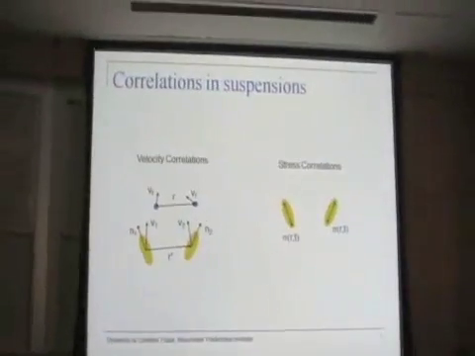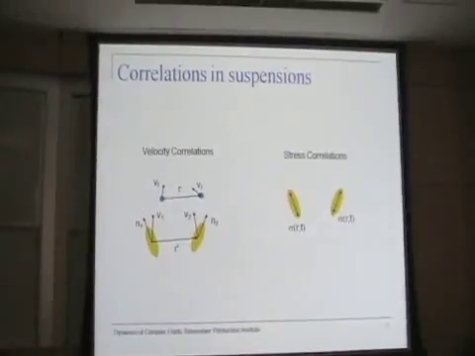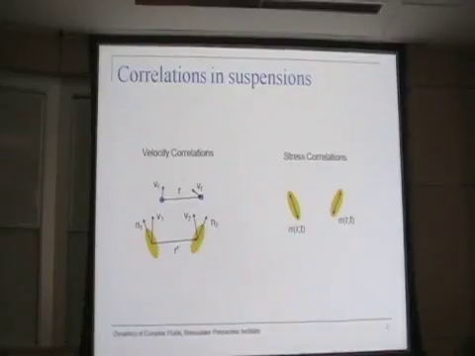So that's the last I'll say about that, and move to a much simpler geometry. And so what I'll be talking about is correlations in these suspensions of swimming bacteria. And so the two types of correlations I'll talk about are velocity correlations and stress correlations. Hopefully I'll get to the end and say a couple slides about the stress correlations.